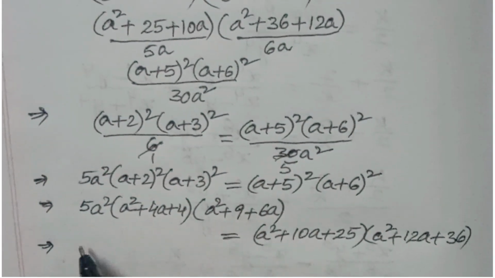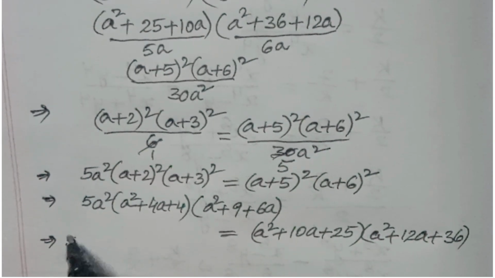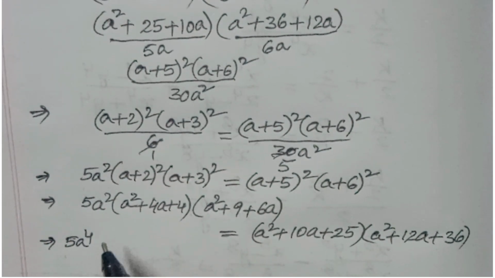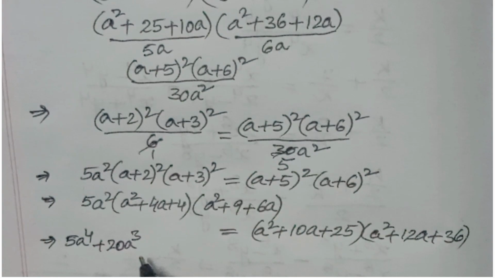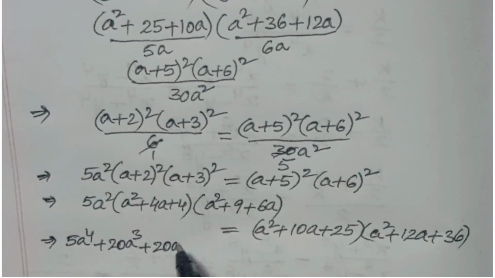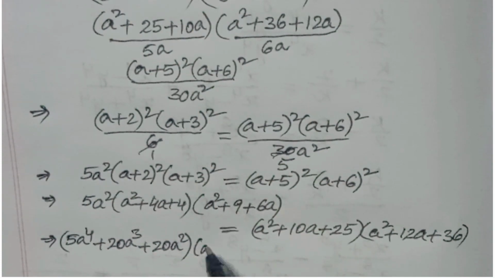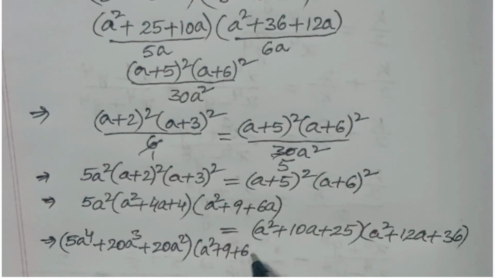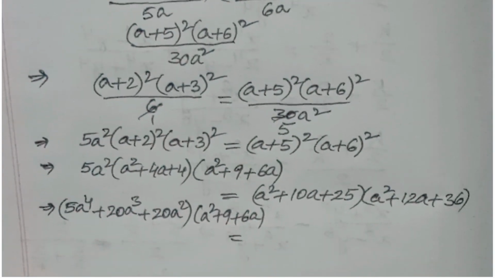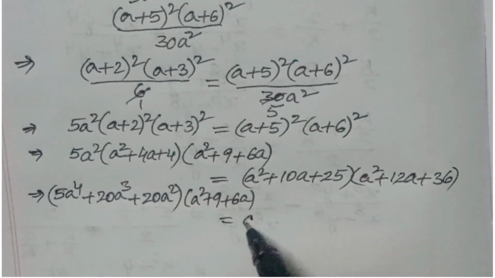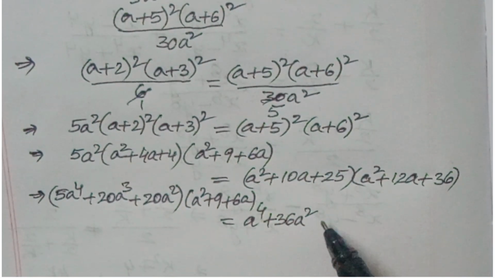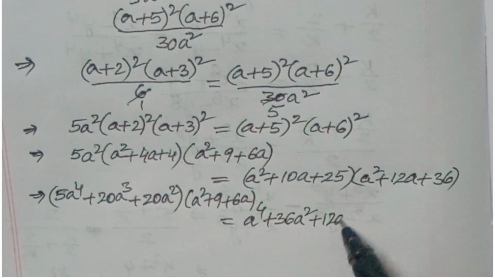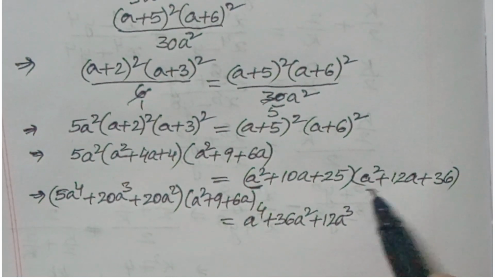If you multiply here, this will get 5a^4 + 20a^3 + 20a^2, into (a^2 + 9 + 6a), is equal to, this one I am multiplying: a^4 plus 36a^2 plus 12a^3, multiplying this with the total term.